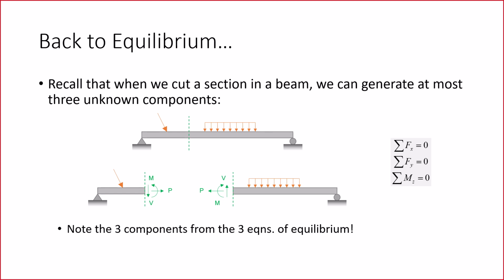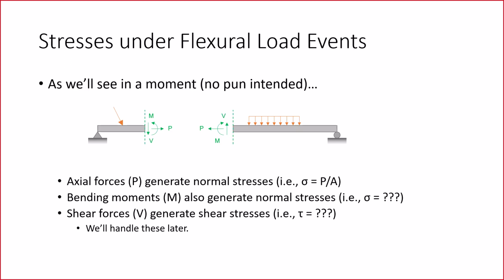But I'm being serious. So we already know that axial forces generate normal stresses, and we already know how to compute those. We know that under this axial force P, we generate an internal axial stress, which is P over A. We already know that, right? That's not hopefully confusing. Everybody with me so far on that? Now, what about the other two? What about the shear and the moment? Well, I propose that the shear and moment generate stresses as well.